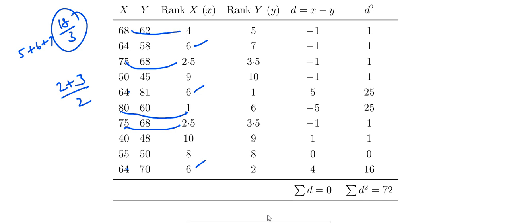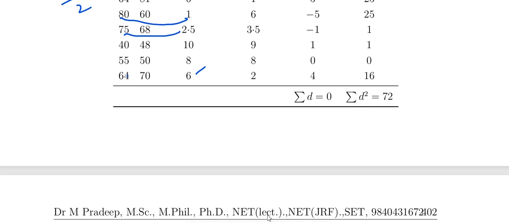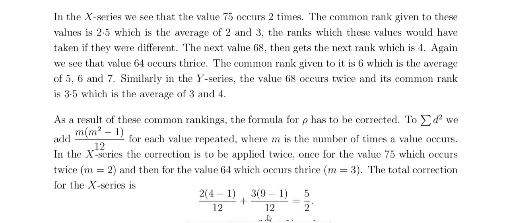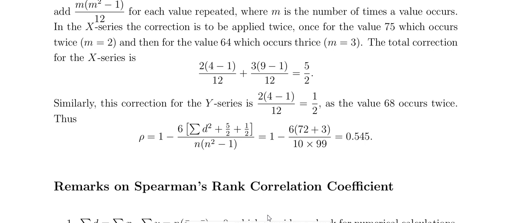The same way we can find out the rank of Y. Then with D and summation D square, we can find out the correlation coefficient. So that is the rank correlation, and then add to summation D square, for however many repeats there are, m into m square minus 1 divided by 12 factor, calculate and add. That is 5 by 2 and 1 by 2. For the Y series, 1 by 2.